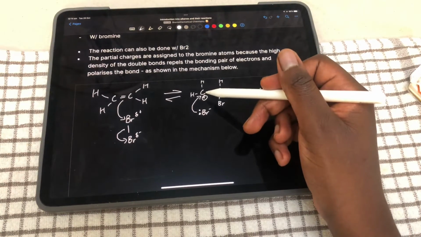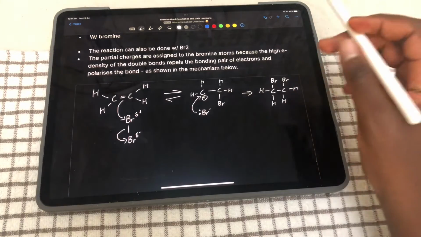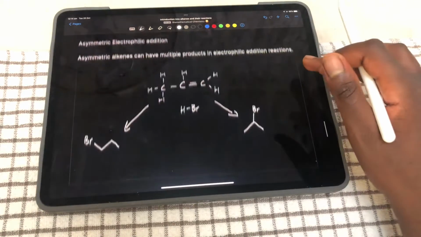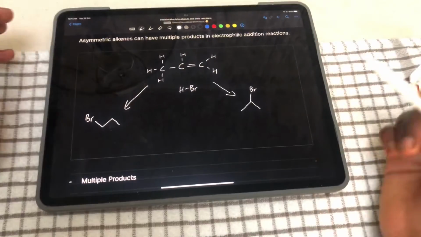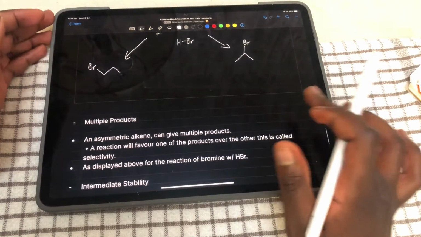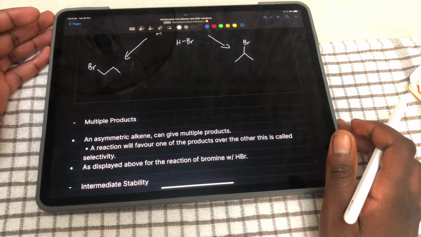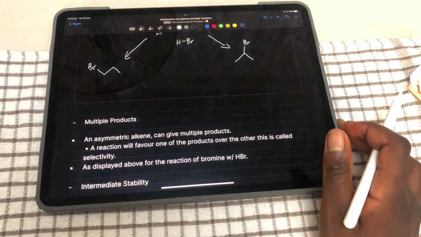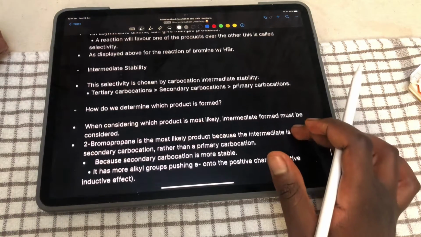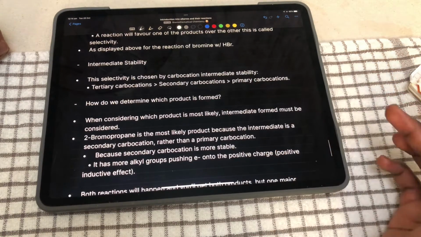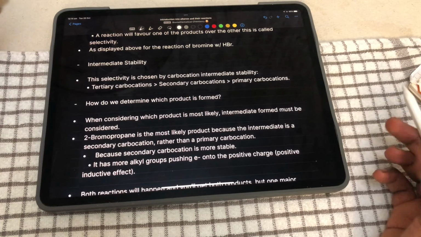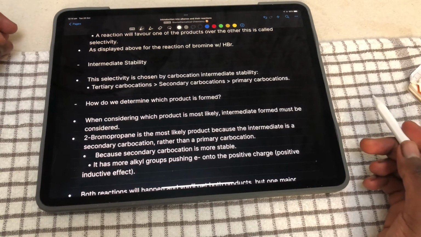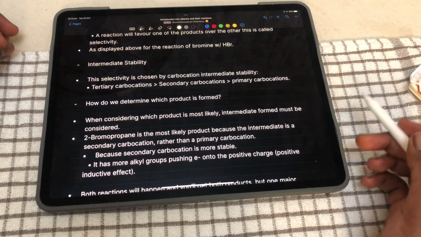You get a primary carbocation on this side, or a primary carbocation on this side, and it doesn't really matter. But it does matter when you have asymmetrical compounds. For asymmetrical compounds, definitely, it won't just be a primary carbocation; you get secondary, potentially even tertiary carbocations. And this selectivity is chosen by carbocation intermediate stability. So tertiary carbocations are more stable than secondary carbocations and more stable than primary carbocations.